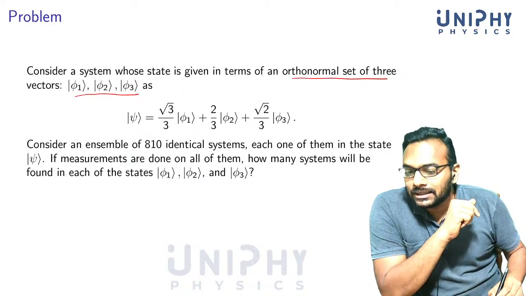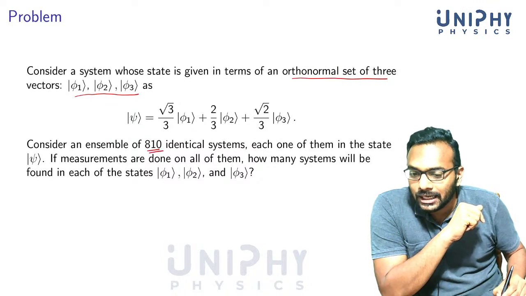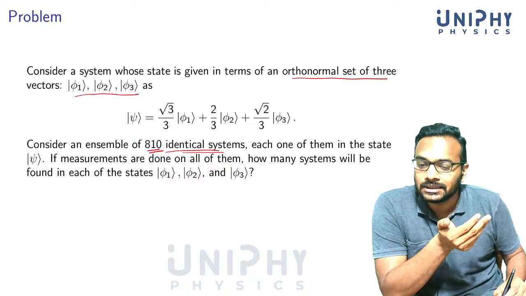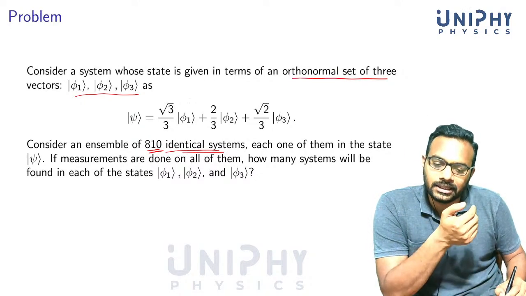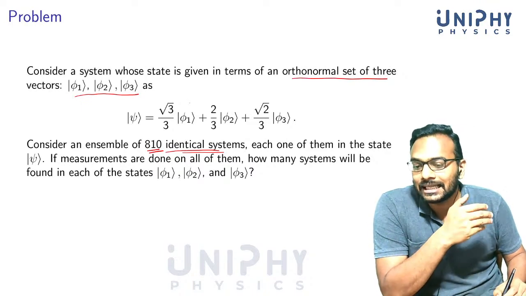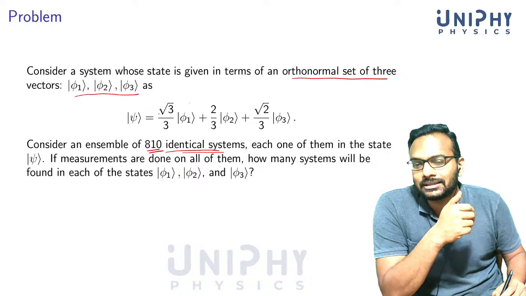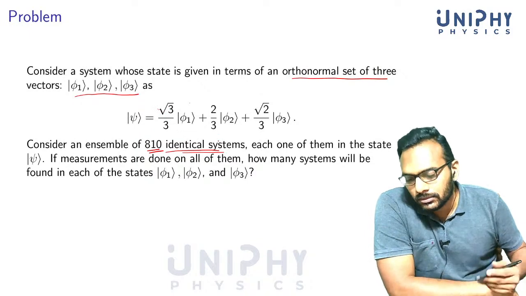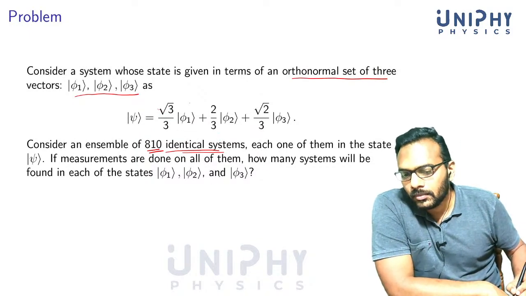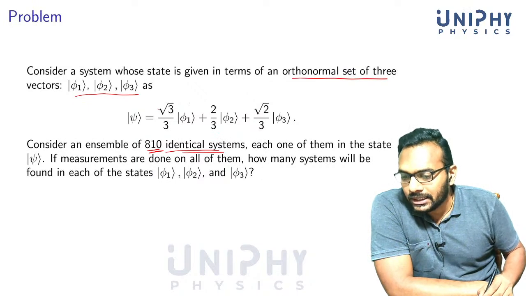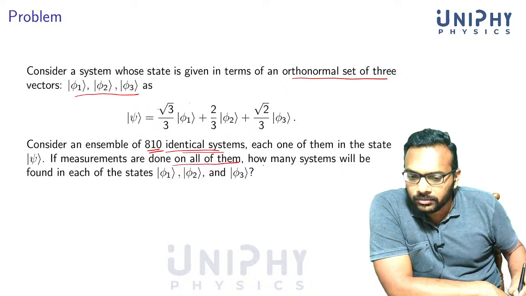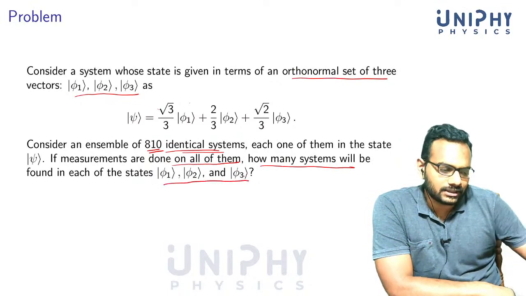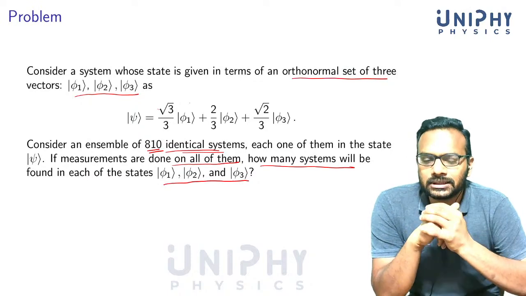Now consider an ensemble of 810 identical systems, which means that you are preparing so many systems. You are preparing 810 systems in exactly the same state, in the state governed by this particular state vector. Now each one of them is in the state psi. If measurements are done on all of them, how many systems will be found in each of the states phi 1, phi 2 and phi 3? This problem I took from one of the textbooks in quantum mechanics.